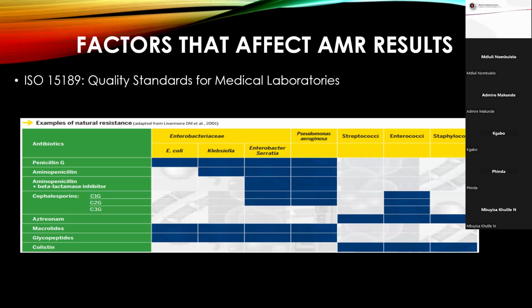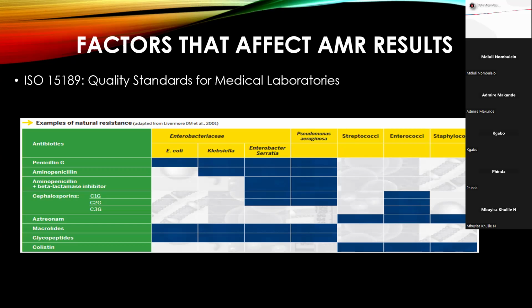Penicillin G: E. coli, Klebsiella, Enterobacter, Serratia, and Pseudomonas. All these organisms are naturally resistant. You don't need to test it. Then ampicillin and amoxicillin: Klebsiella, Serratia, and Pseudomonas, natural resistance.